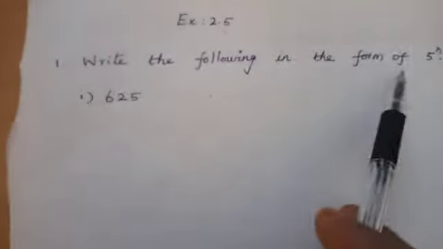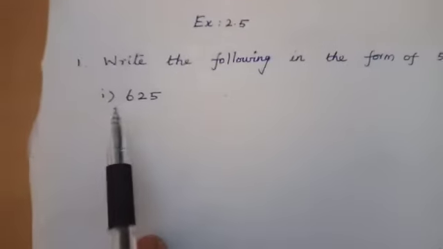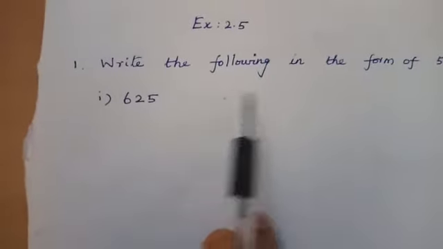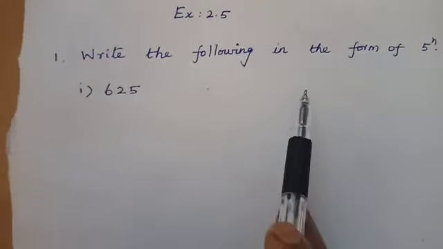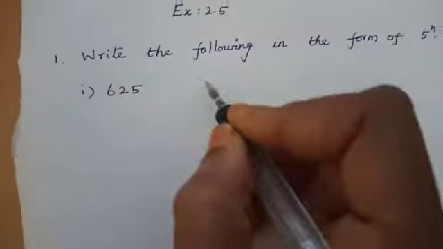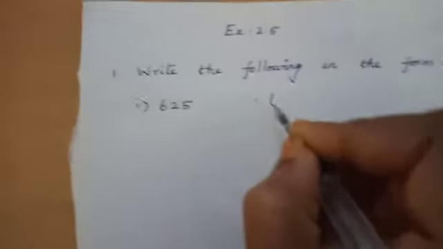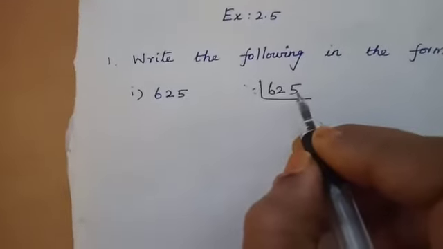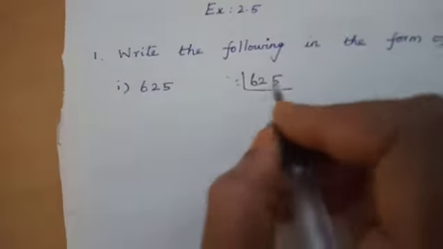Exercise 2.5. First question. Write the following in the form of 5 power n. First question is 625. So, we use the factorization method to write it in the form of 5 power n. Okay. So, we take factors for 625. This is a multiple of 5. So, we take the 5 table.